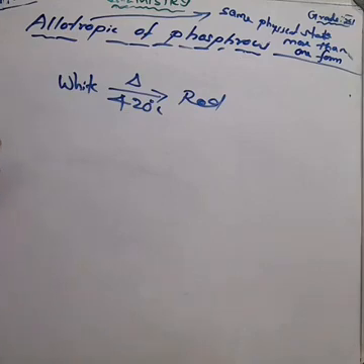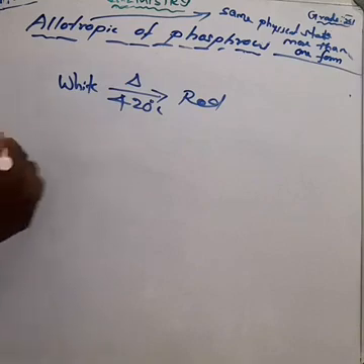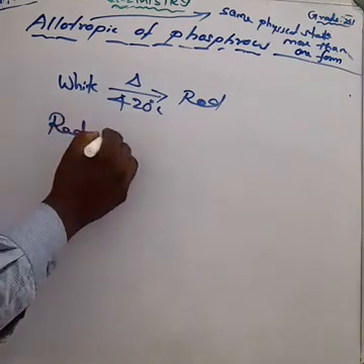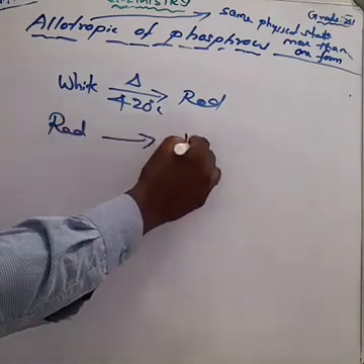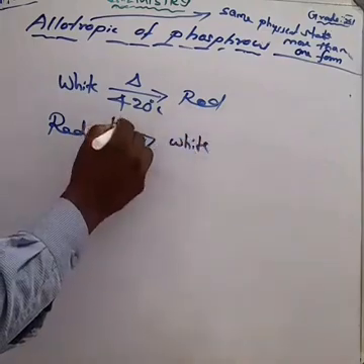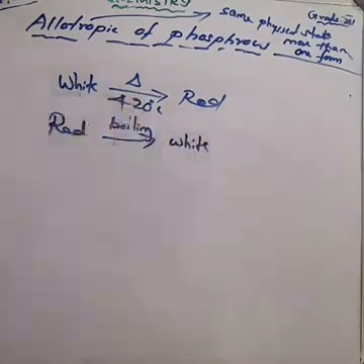Red phosphorus is not poisonous. It does not show phosphorescence. It also does not ignite at low temperature. Here the red phosphorus can be converted into white phosphorus by boiling. Already I told you that. Red phosphorus is converted into white phosphorus by boiling in an inert atmosphere and condensing the vapor underwater.